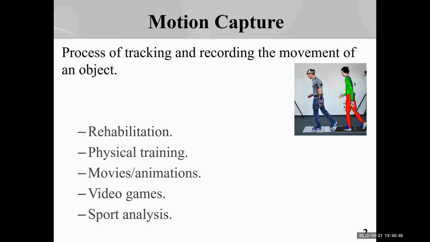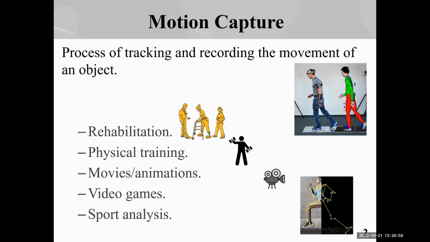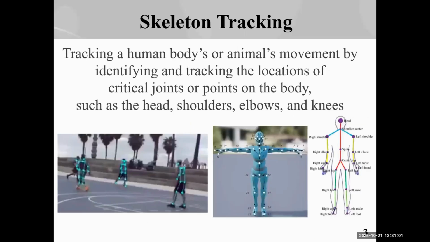Motion capture is a process of tracking and recording the movement of an object. It's used in a variety of fields, such as rehabilitation, physical training, movies or animation, video games, and sports analysis. Skeleton tracking is one type of motion capture, and it means tracking a human's body movement by identifying the location of specific joints, such as the head, shoulders, elbows, and knees, as can be seen in the figure below.